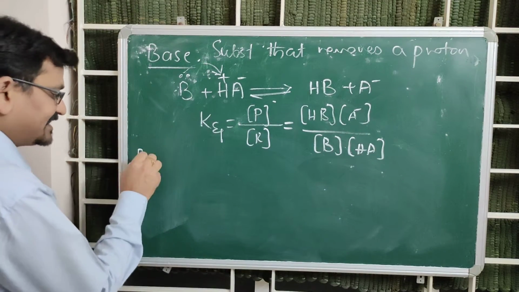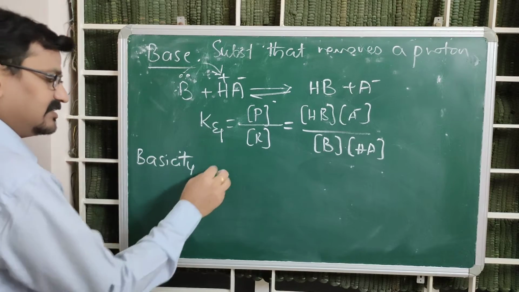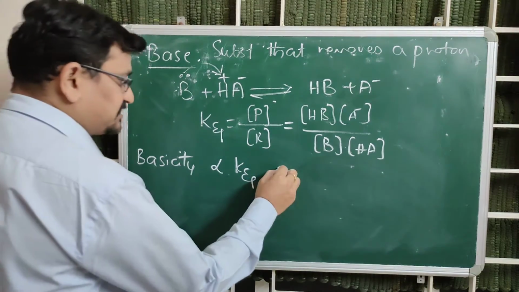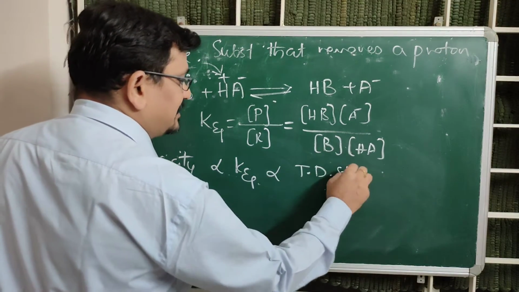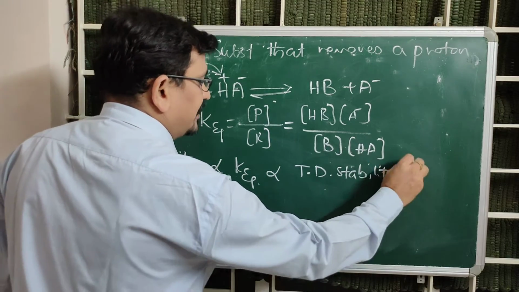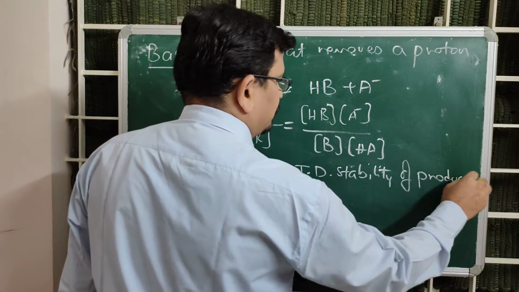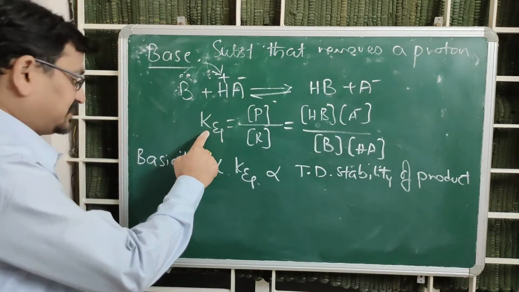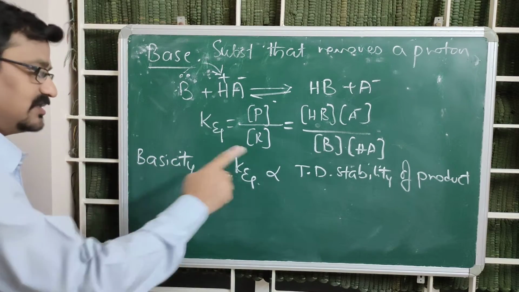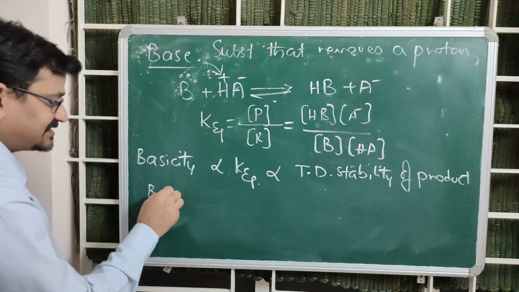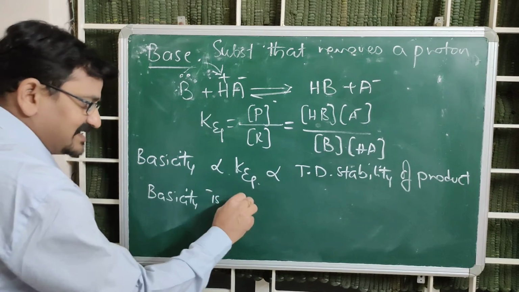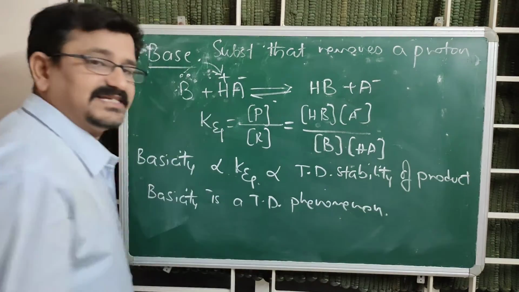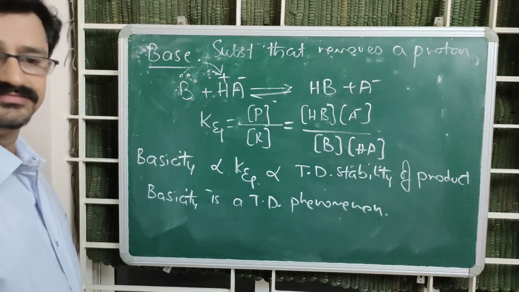We can say that basicity is depending on the equilibrium constant. Basicity depends on the equilibrium constant, which in turn depends on the thermodynamic stability of the product. Meaning, the more the thermodynamic stability of the product, the more will be the equilibrium constant, and hence the more is the basicity. So from this relation we can say that basicity is a thermodynamic phenomenon.